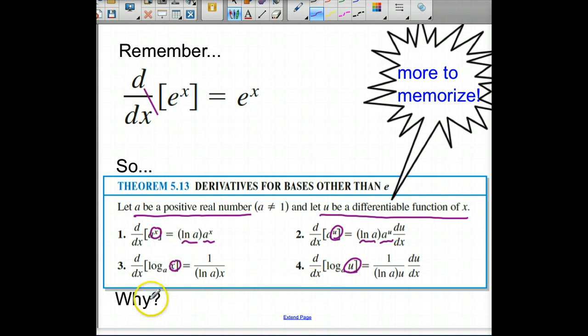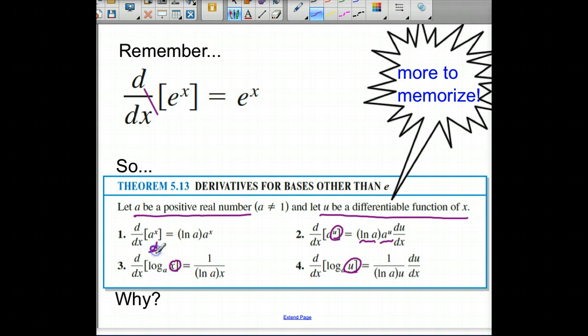Now let's think about why that works with e to the x, because e is a number. E is a number that's a positive real number. So how does that work with this formula, the derivative of a to the x? Because let's say our a was our e.